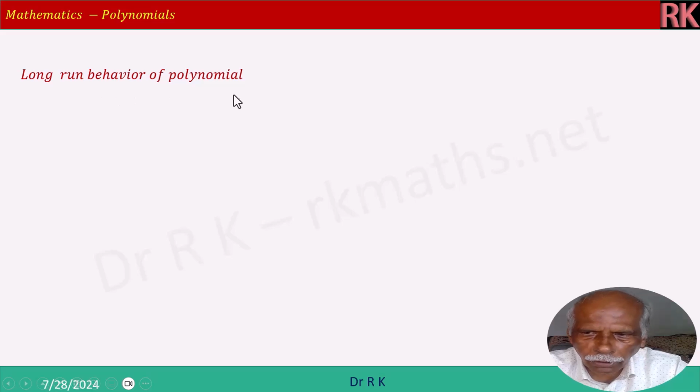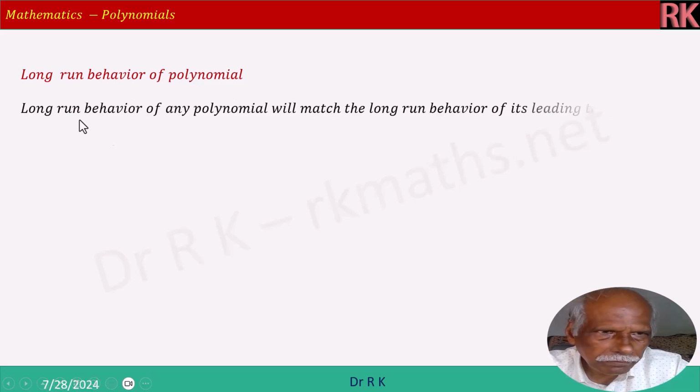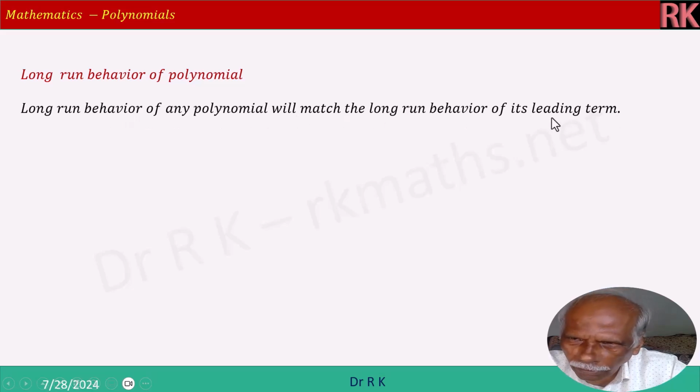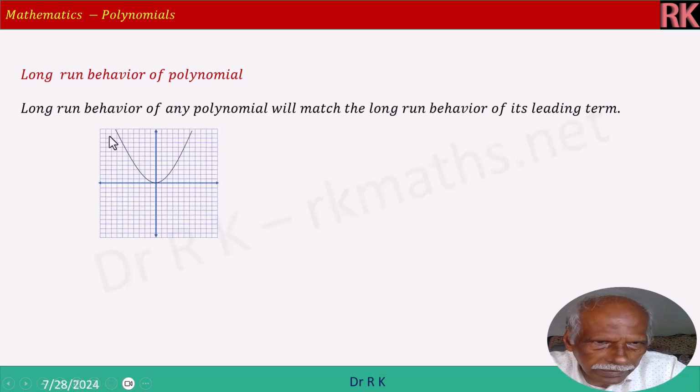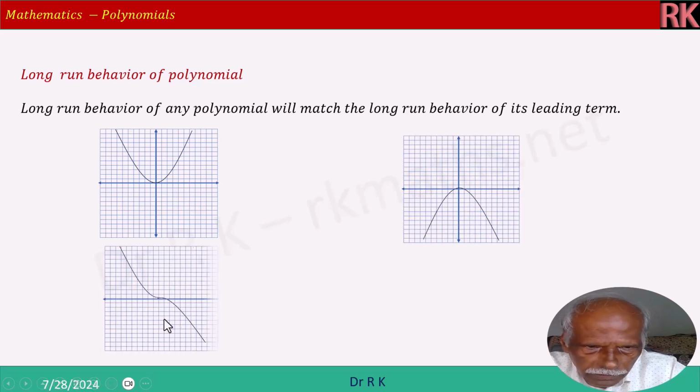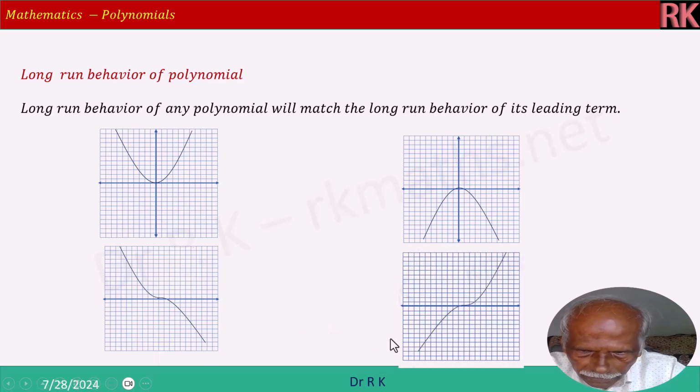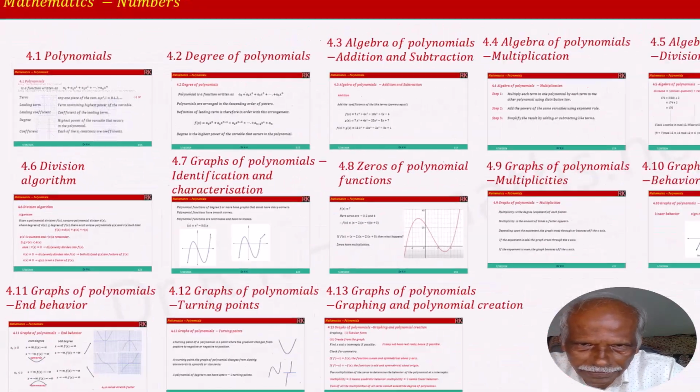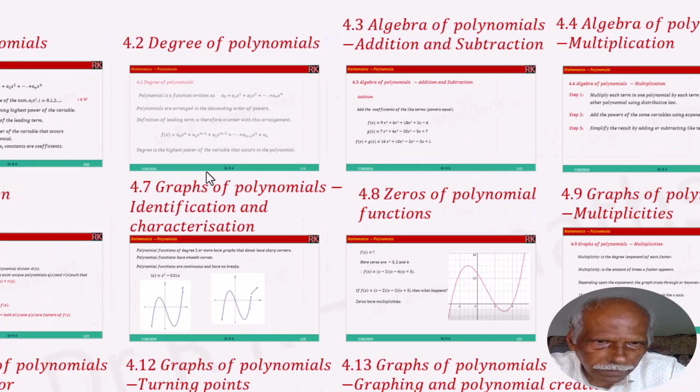Long run behavior of a polynomial. What is long run? It's called stretching. Long run behavior of any polynomial will match the long run behavior of its leading term. The coefficient of the leading term, a, is called the stretching constant. See here, the stretching is upwards, stretching is downwards. Here one side stretching upwards, another side stretching down, left to right. Here right to left. One side, right side stretching upwards, left side stretching downwards. So it all depends upon the coefficient of the leading term, that is a, and the odd or even power of the degree. Then we will see the degree of the polynomial.